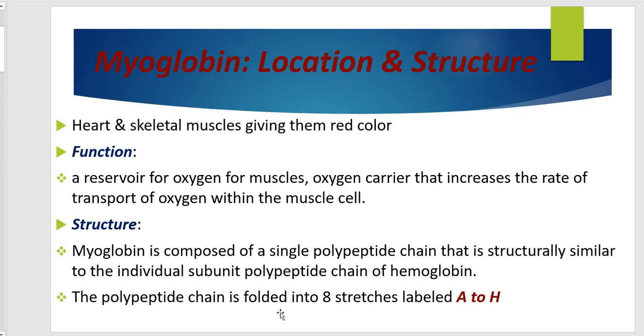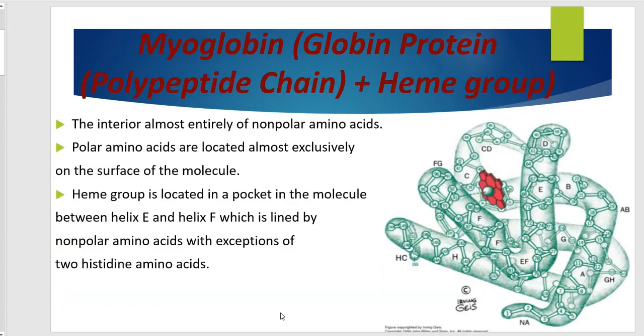The structure of myoglobin, as we said before, is formed of the heme group plus the globin part, which is a single polypeptide chain, structurally similar to the individual subunit polypeptide chain of hemoglobin. This polypeptide chain is folded into 8 stretches labeled from A to H. Let's see in the figure.